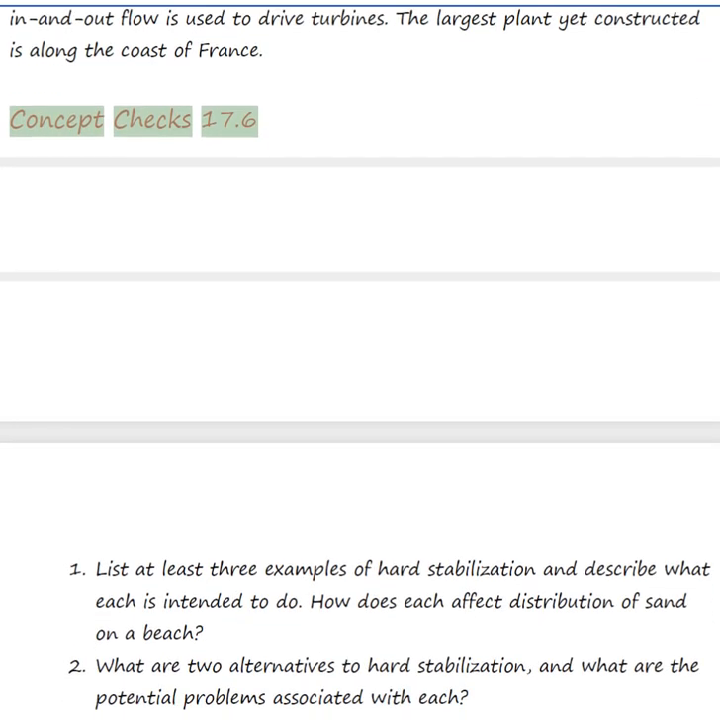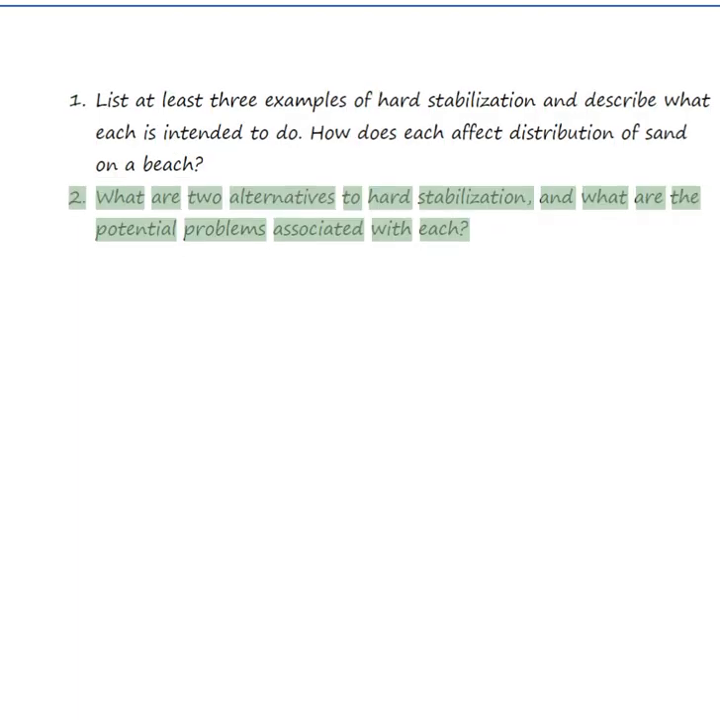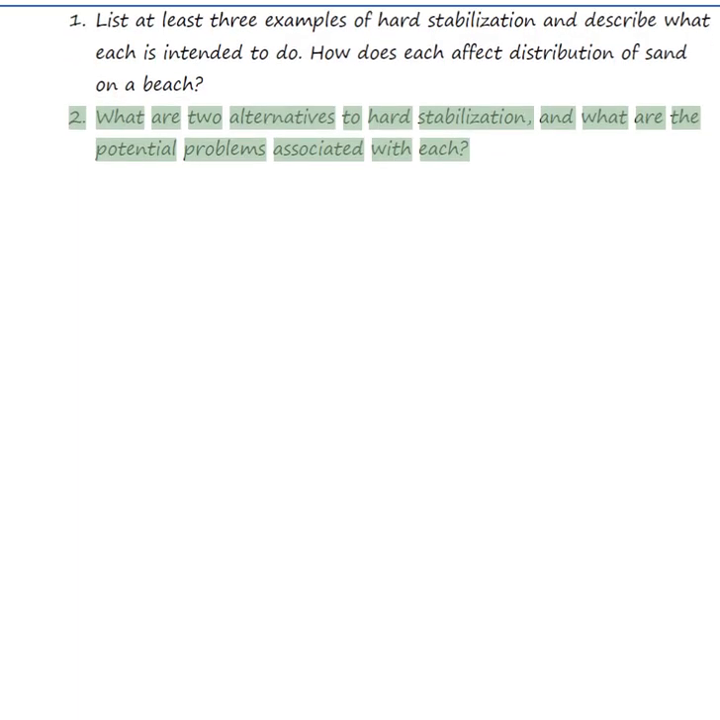Concept check 17.6. 1. List at least 3 examples of hard stabilization and describe what each is intended to do. How does each affect distribution of sand on a beach? 2. What are 2 alternatives to hard stabilization, and what are the potential problems associated with each?